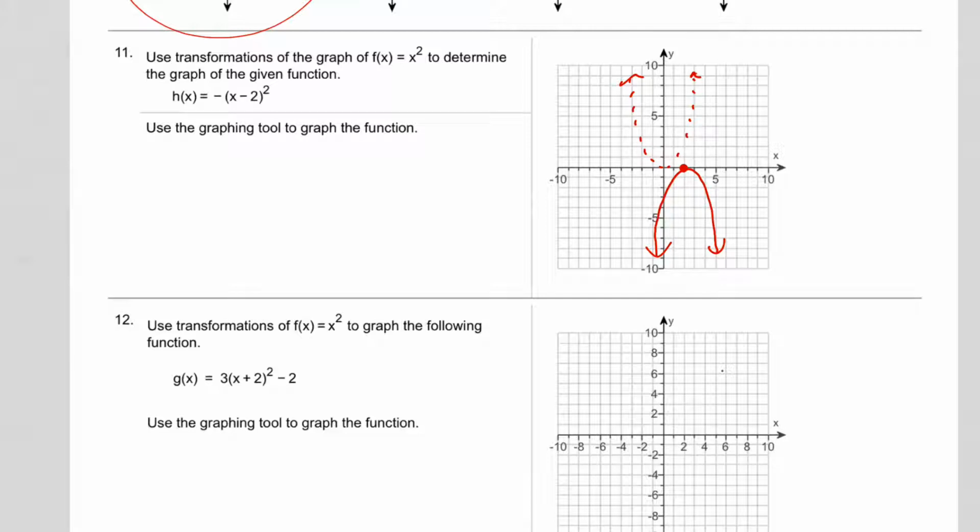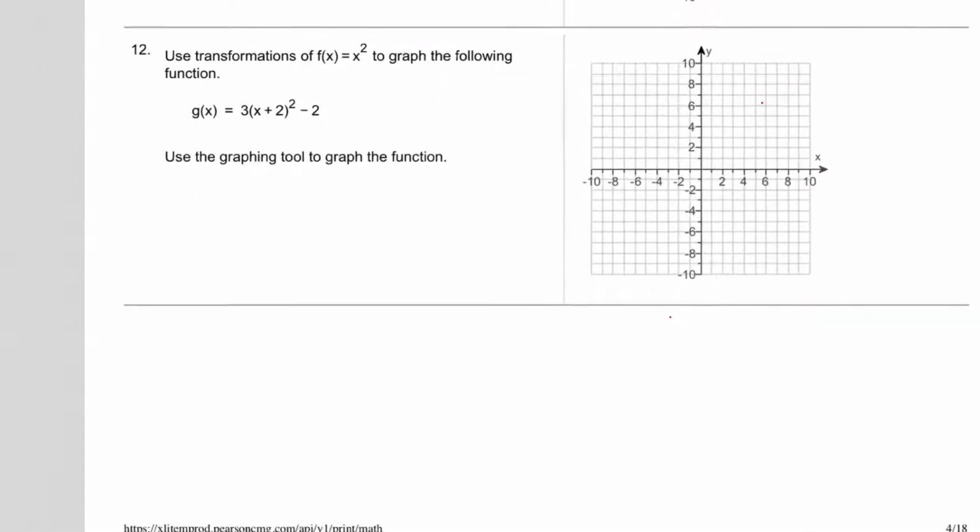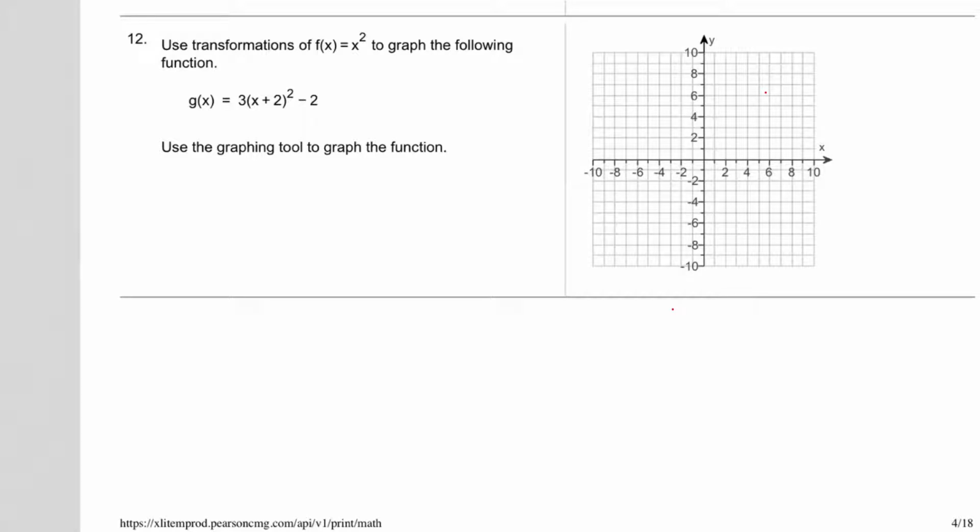That's it. So let's continue with number 12 here. We know it's not going to get reflected, but it's going to shift to the left 2, down 2, which would be right here. And then since this is greater than 1, that's a vertical stretch, which is going to make it look narrower than the parent function. So the parent function is pretty much like this. So we just need to make it narrower. That's all.